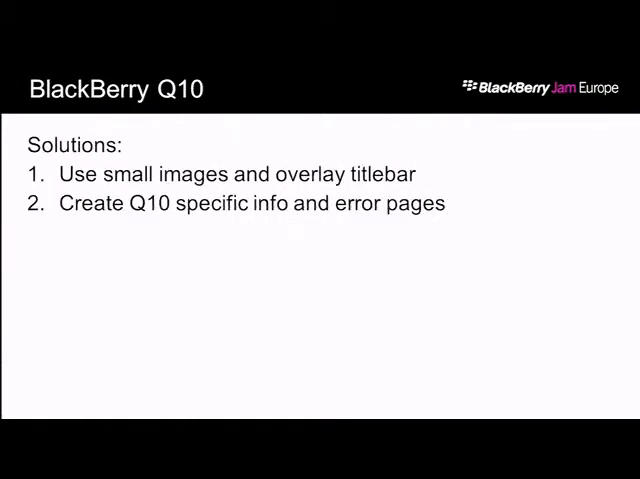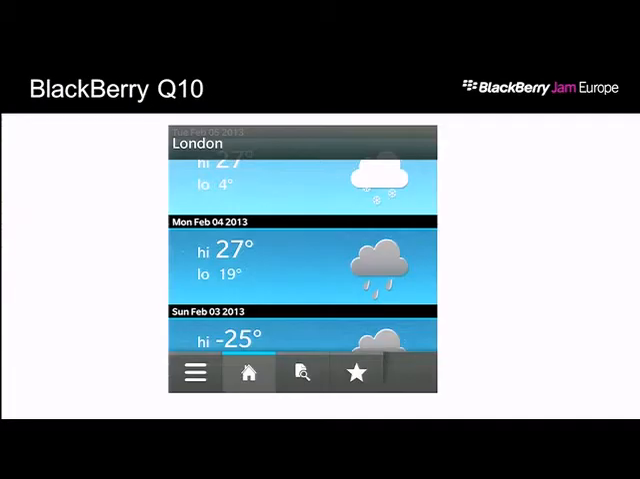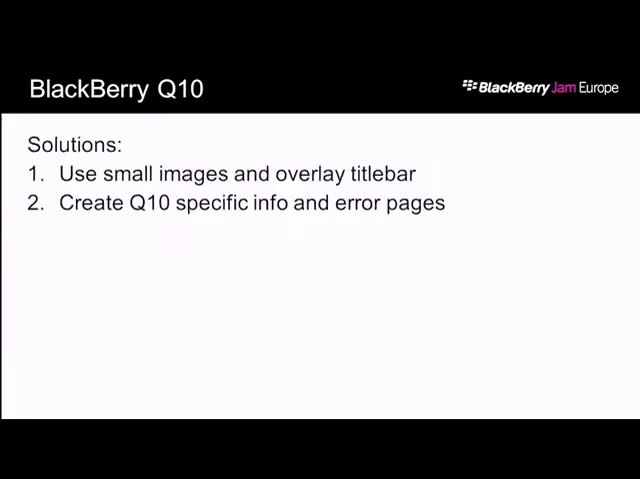Solutions, same as before. Let's use the small images and the overlay title bar. And let's create Q10 specific info and error pages, because if we start adding code, actually we can't even add code for the portrait mode. There is no portrait mode. It just loads the info screen. So how do you do this? Sneak peek. Welcome to the static asset selector.